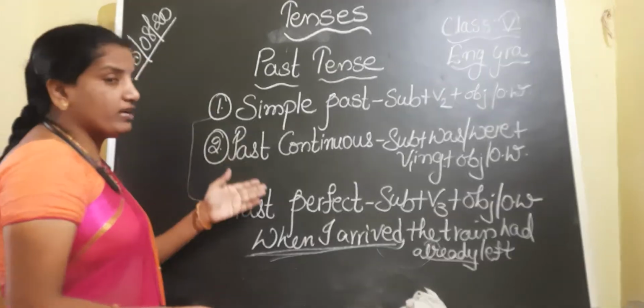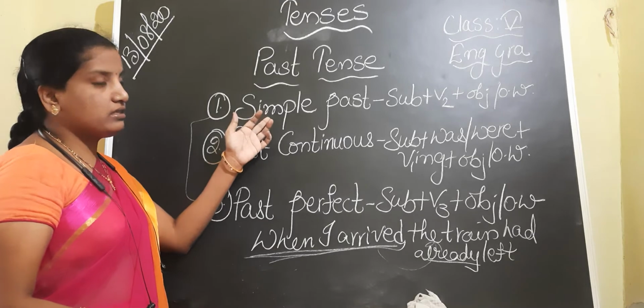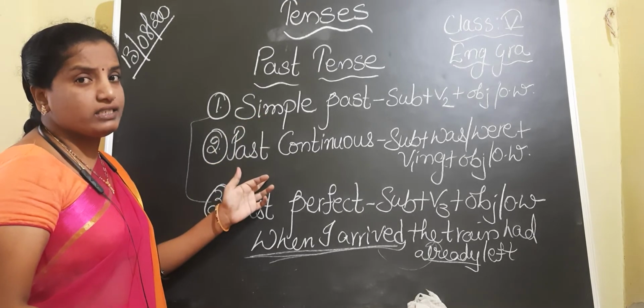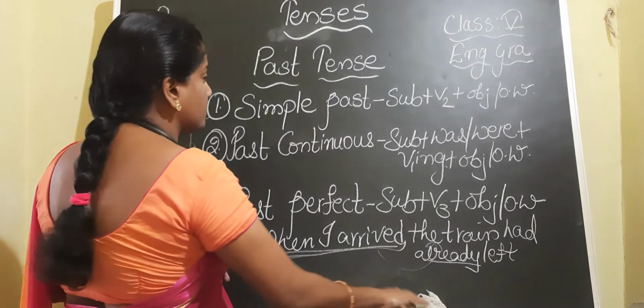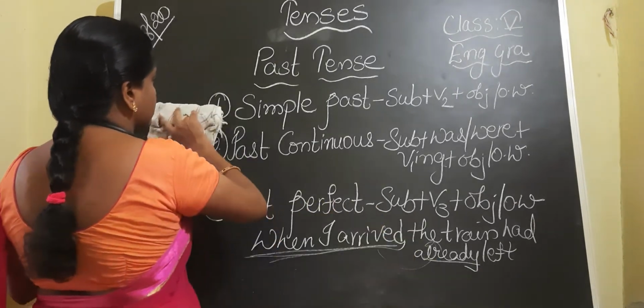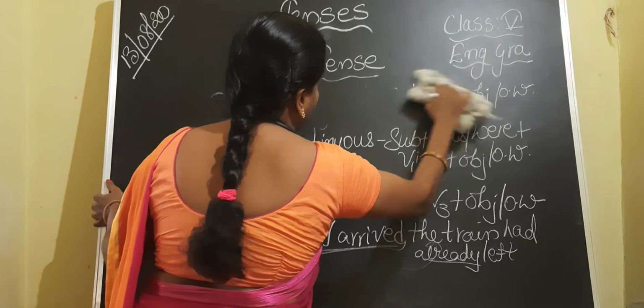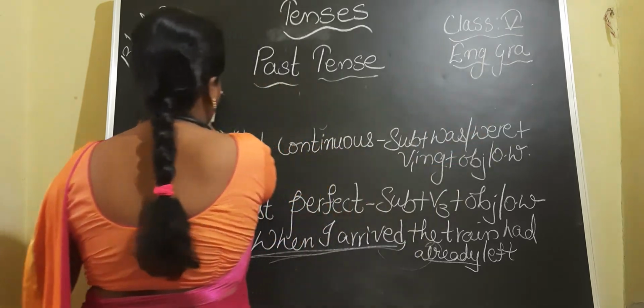Now here I have explained simple past, past continuous, past perfect. Now coming to the past perfect continuous. Let us discuss, children, past perfect continuous.